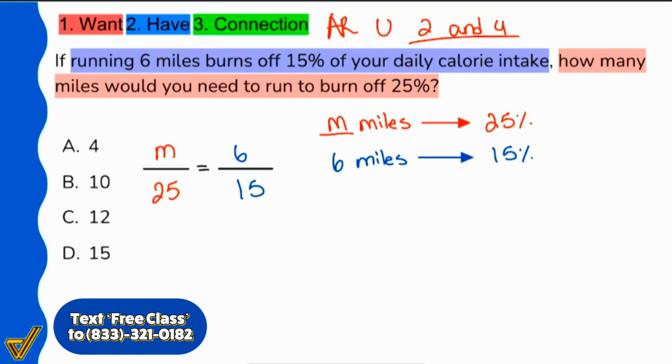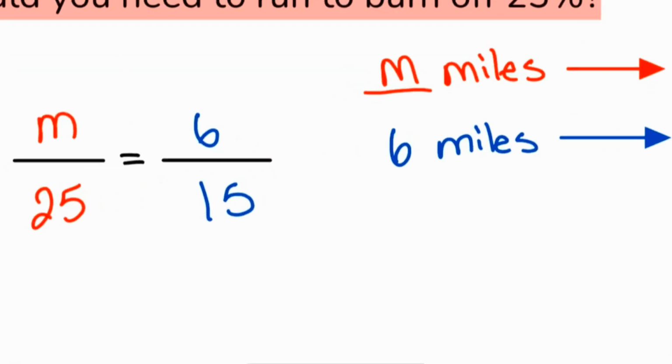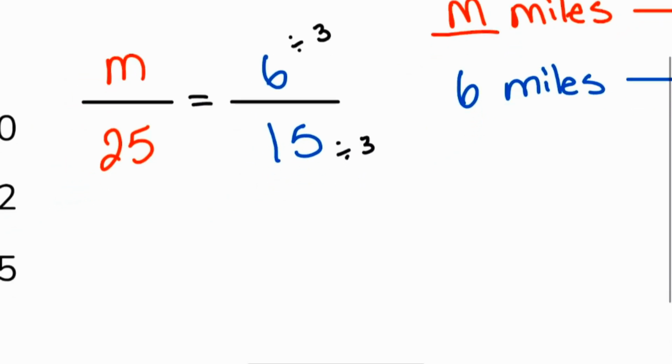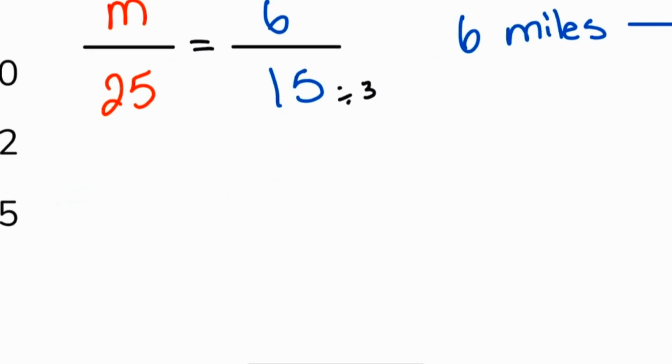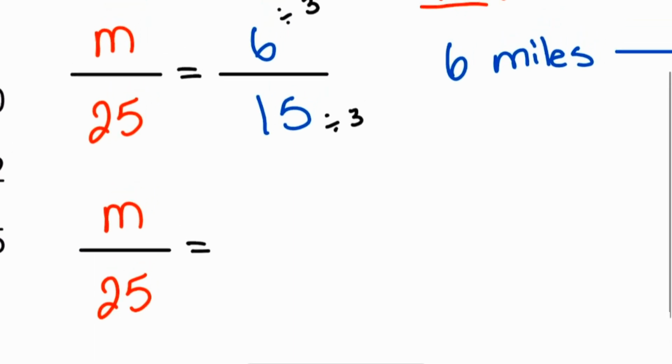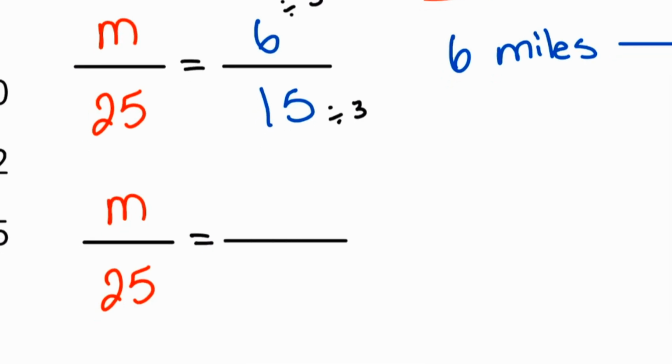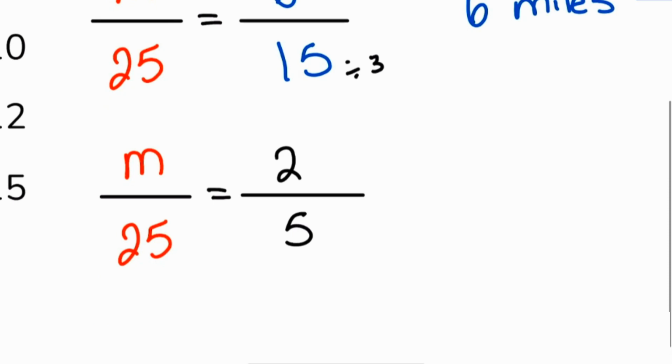I'll go ahead right over here. I notice that, hey, 6 divided by 15, or as a fraction, that can be simplified because both can be divided by 3. So after doing that, now, great. We still have the m over 25, so we'll just copy that over. And then on the right side, we're going to go ahead and have not 6 over 15, but it'll be 2 over 5. All right, so now we have this.